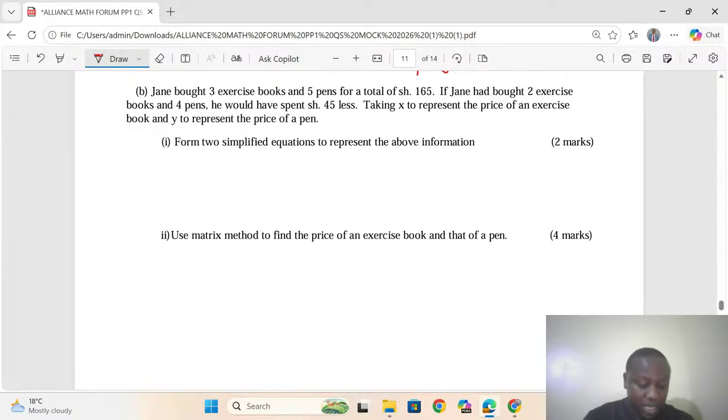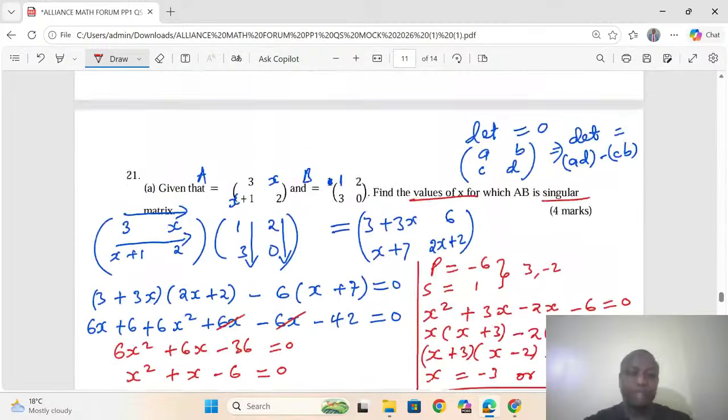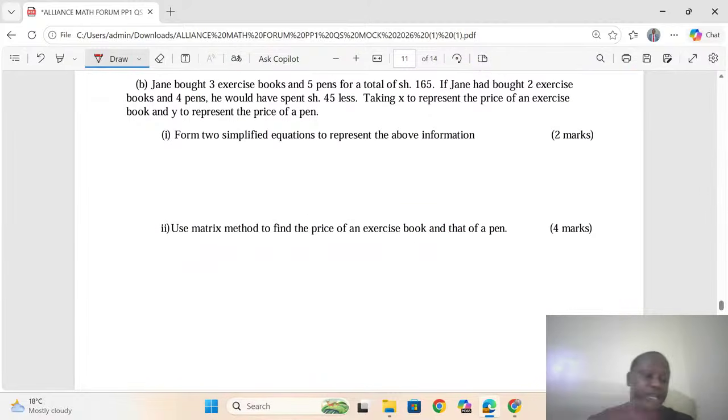As we check the second part of the question together, Part B of number 21. We are moving. I've told you we are finishing this section, so do not relent. Stay tuned until the end of this paper.